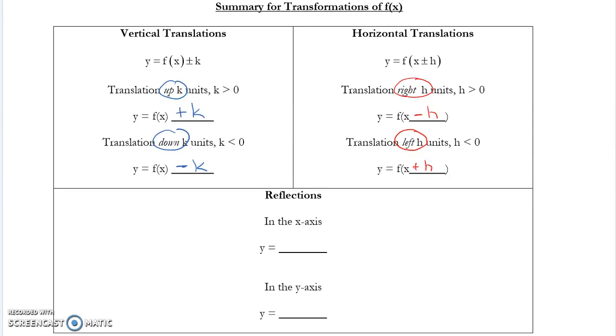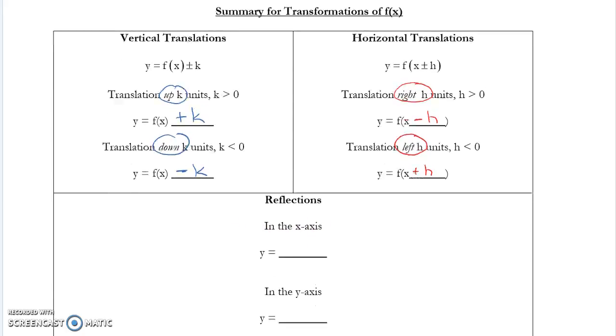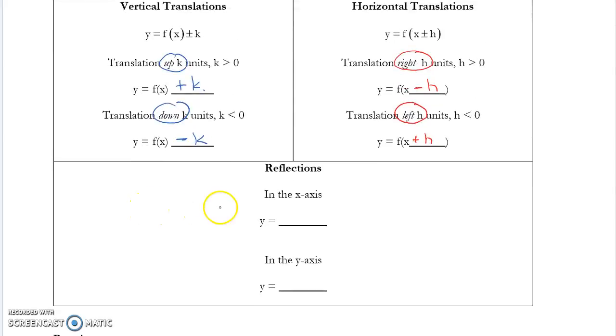And then the ones that we just did: if I am shifting or reflecting in the x-axis, my reflection is actually a vertical reflection. An ordered pair is not changing its x, it is only changing its y. That's when I have the opposite of f of x.